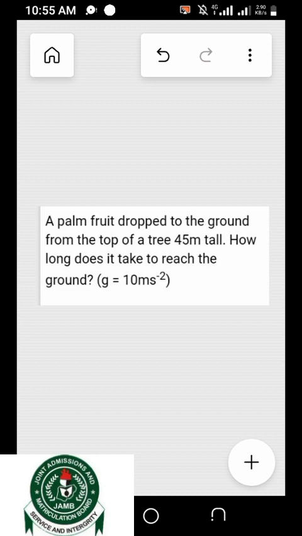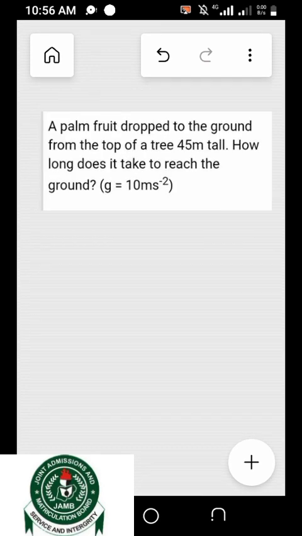Yes, let's read. They say a palm fruit dropped to the ground from the top of a tree 45 meters tall. That means they just give us the height, right? So we have a height of 45. And how long does it take to reach the ground? They're asking for the time and they're giving us gravity.